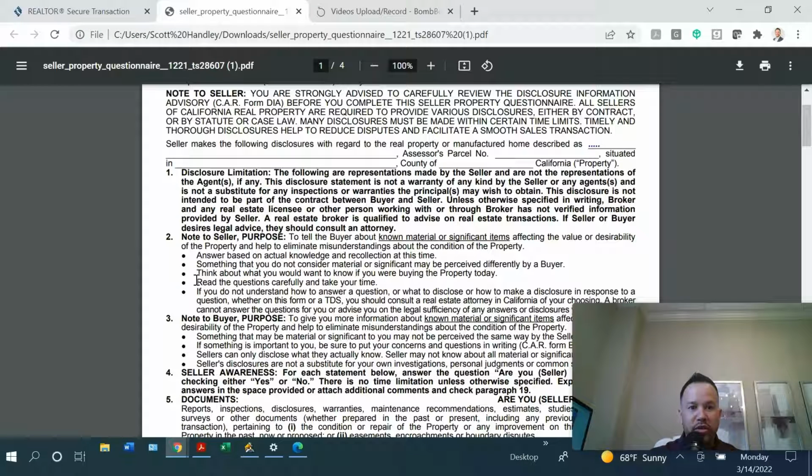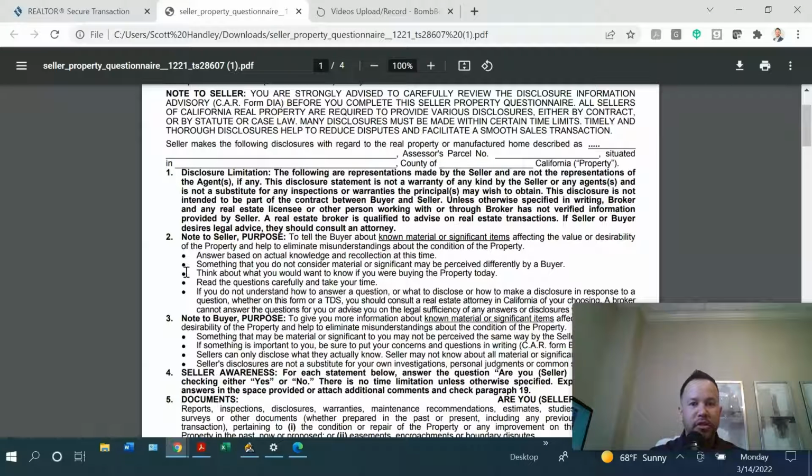So the note to seller gives a couple bullet points here. You'll see, answer based on actual knowledge and recollection at this time. Something that you do not consider material or significant may be perceived differently by a buyer. Like we talked about, a barking dog may be okay with someone, but someone else might see it as a neighborhood nuisance. Okay, so think about what you would want to know if you were buying the property today. Read the questions carefully and take your time.